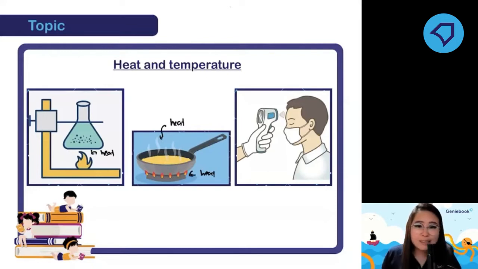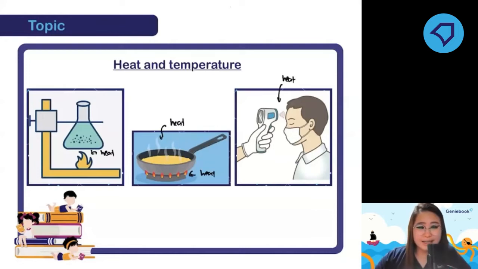What about the last one? Recently, in the last year or so, you definitely have seen this, especially when you go to the malls and e-shops. Yes, that is a thermometer, right? And this is something related to heat as well.